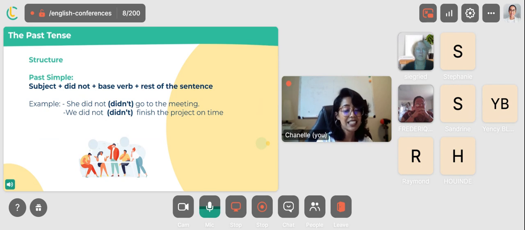Let's look at the structure. We have the subject plus did not plus the base verb and then the rest of the sentence. For example, she didn't go to the meeting. We did not or we didn't finish the project on time.